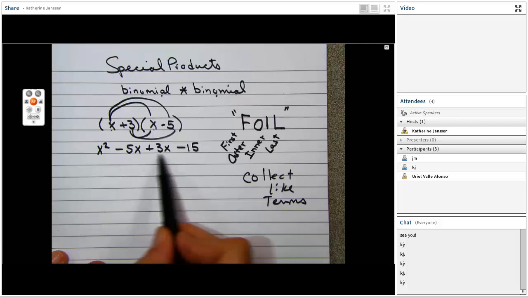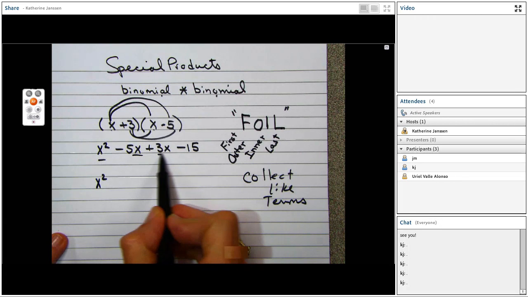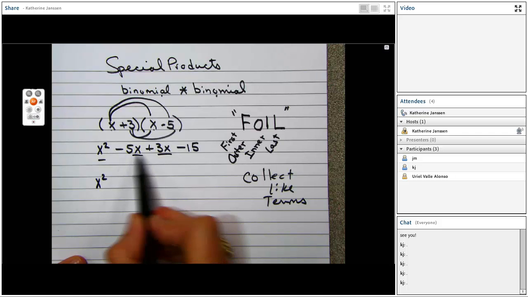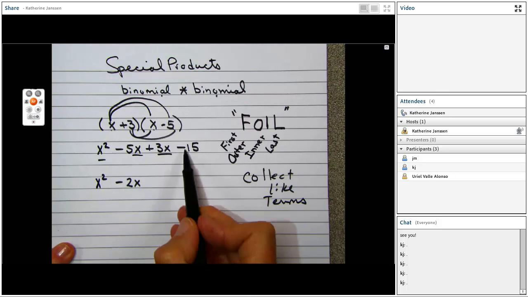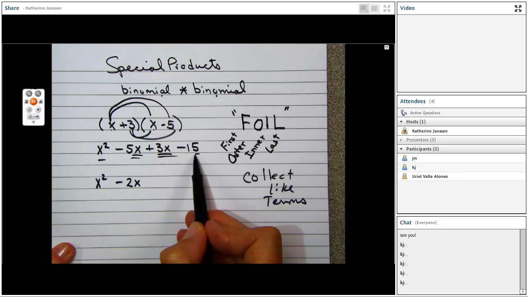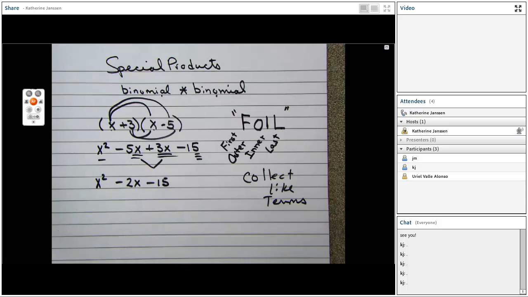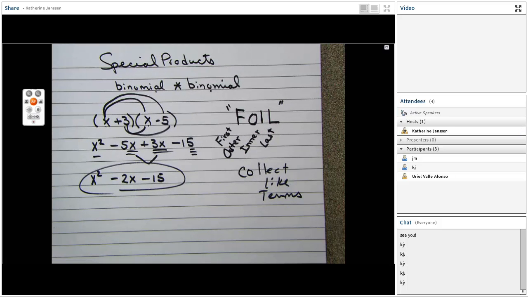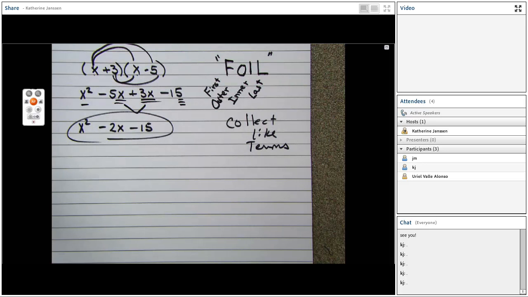So x squared, x terms, 3x plus a negative 5x would be a negative 2x. And there's my constant. So x squared minus 2x minus 15. Special product rules for a binomial times a binomial.